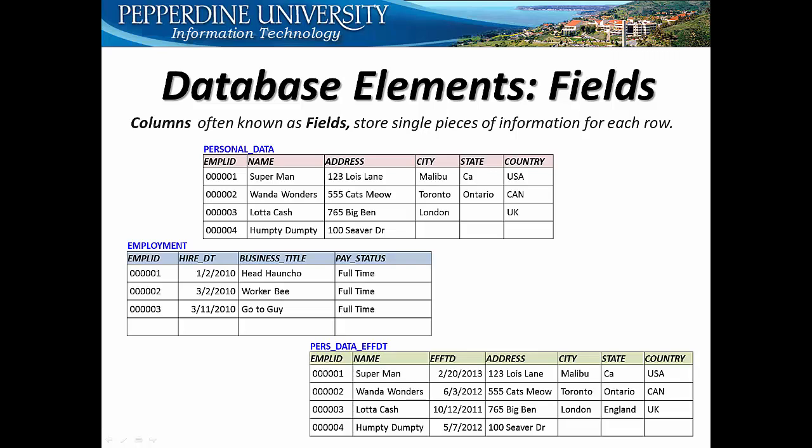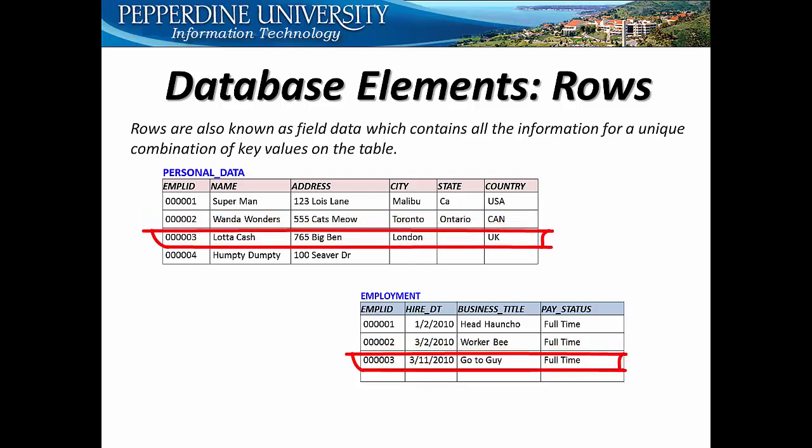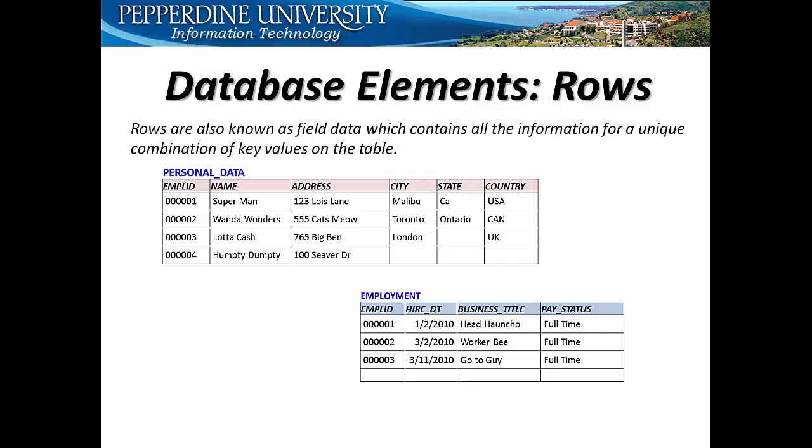So a fundamental concept of PeopleSoft Query is that it links two or more records using common fields. Simply put, it links or joins the rows of multiple tables using common values and shared fields. And note that certain fields in a record may be designated as a primary key field. We'll talk more about key fields in just a bit. As we said earlier, rows are known as field data, which contains all of the information for a unique combination of key values on the table.